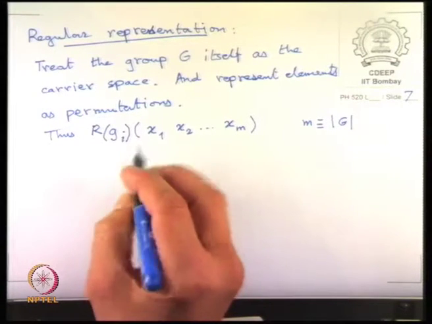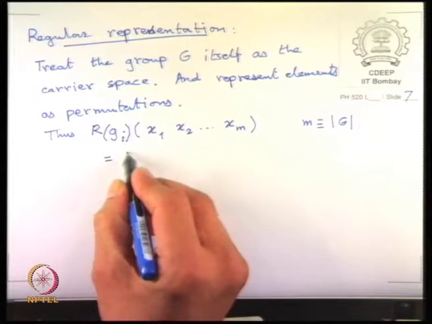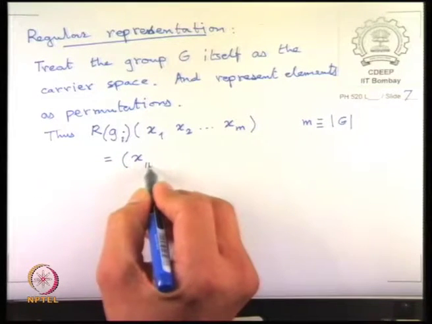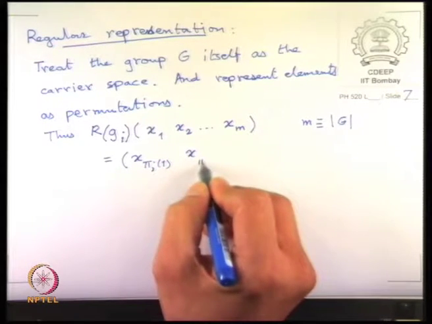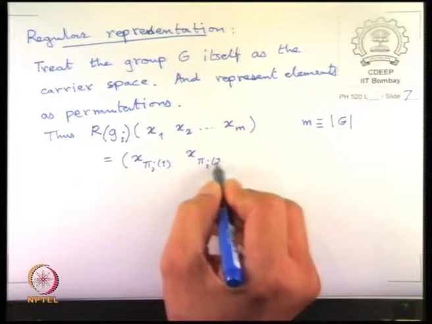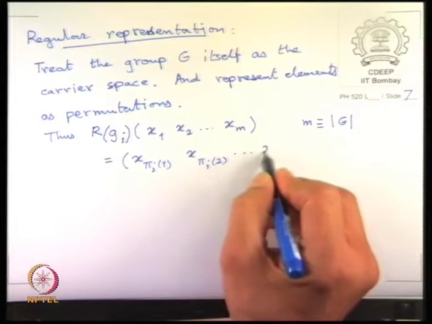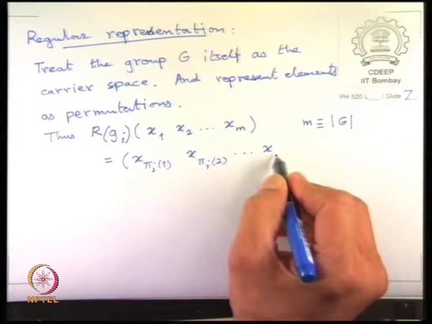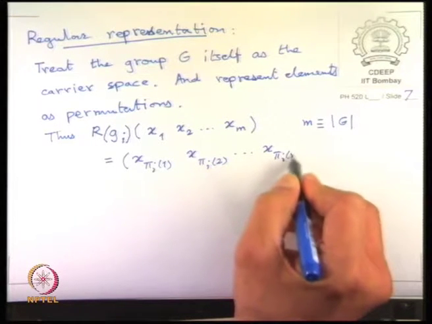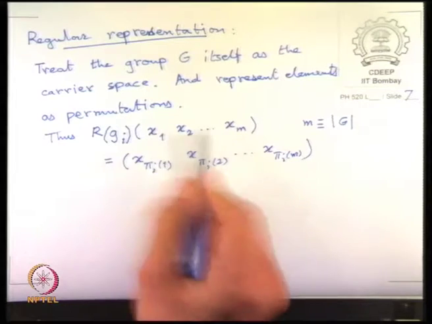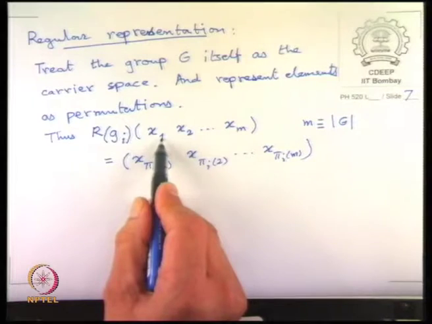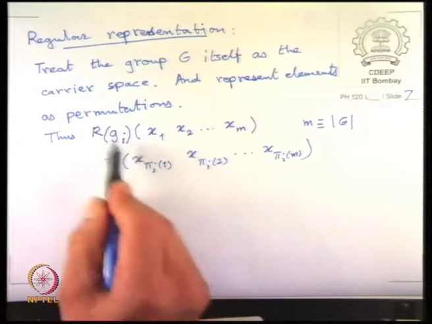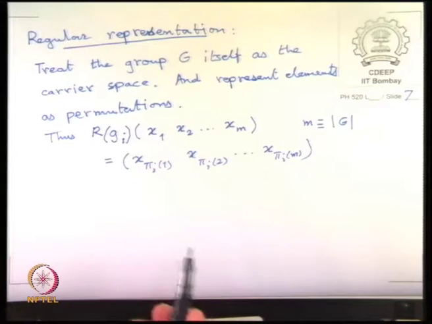So we define this operation as being equal to x pi i of 1, x pi i of 2. So we permute the elements, we permute the components such that component number 1 goes to whatever the fate of group element G1 was under left action of Gi. That's roughly what we are saying.